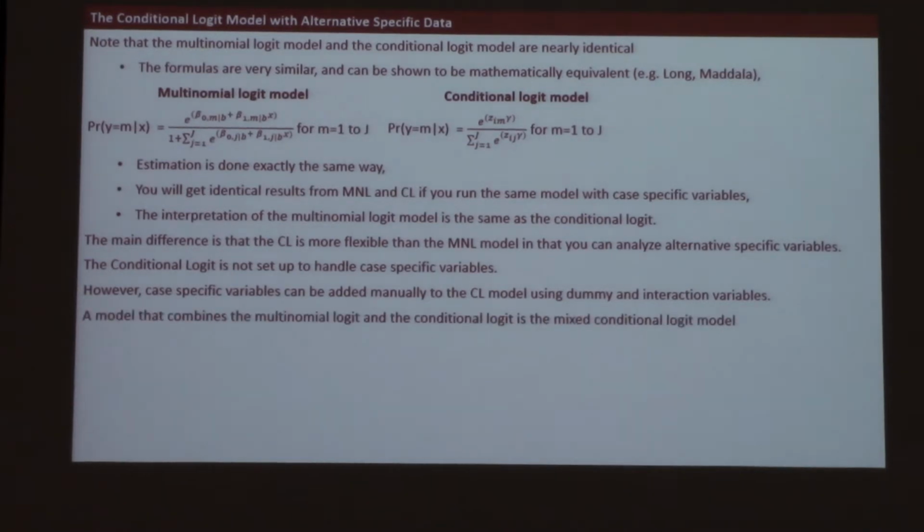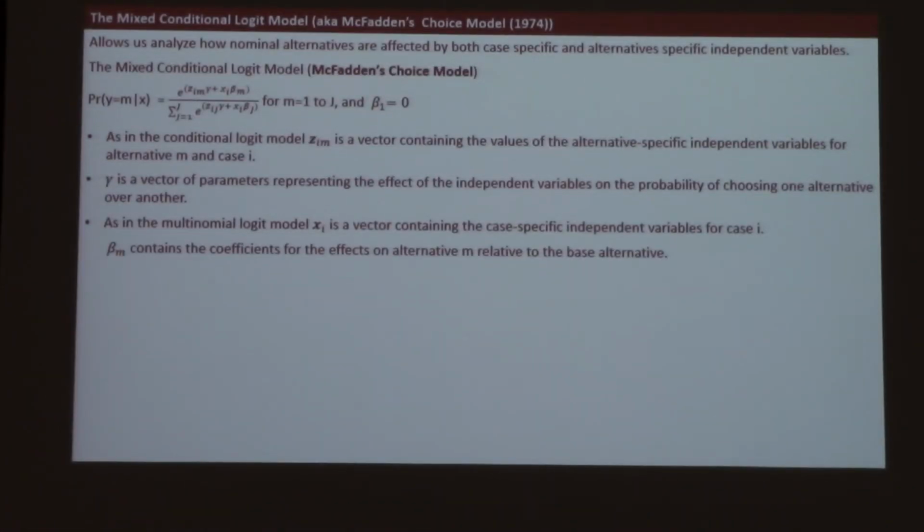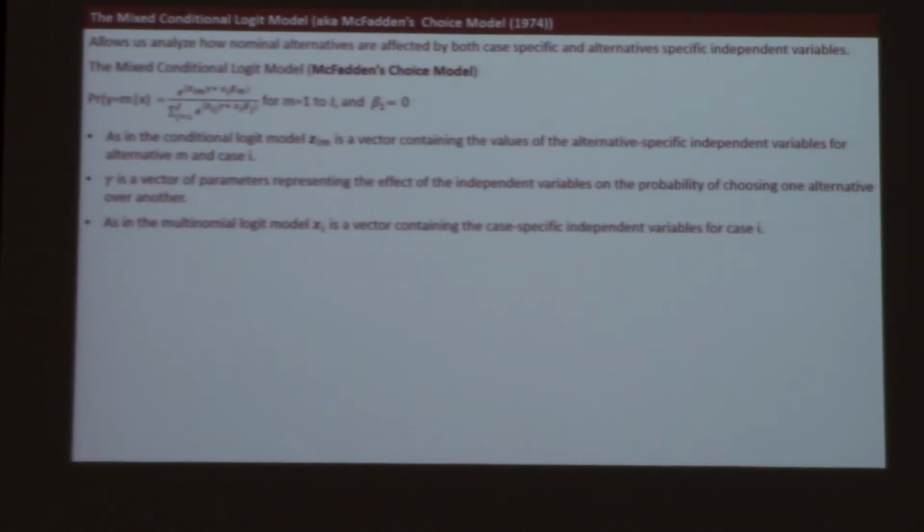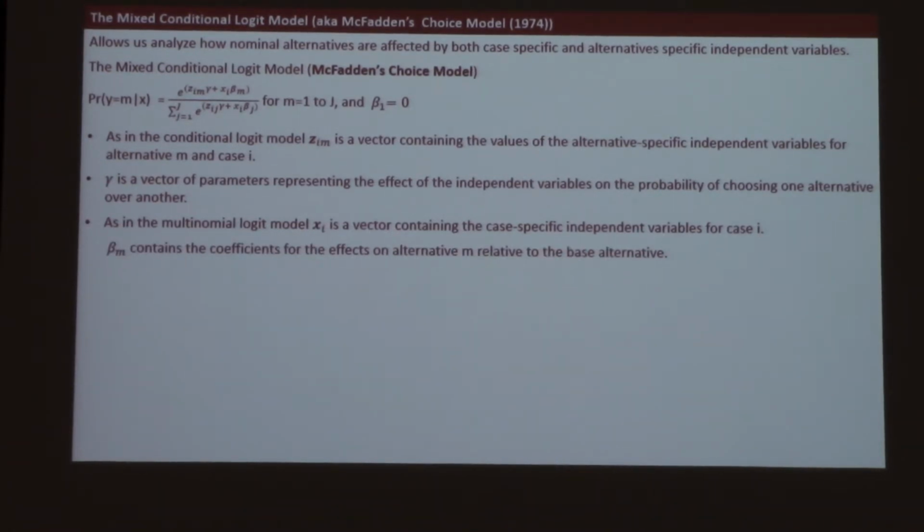Okay, so we don't need to do that. The more flexible model, and the model I like to use more often, is something called McFadden's choice model. This handles both alternative and case-specific variables. We're just adding the multinomial logit with the conditional logit, and we get this mixed conditional logit, or what is often referred to as McFadden's choice model.